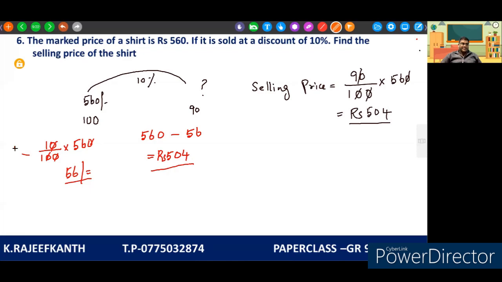Here in the second method, first we have to find the discount amount, then we have to subtract. But in the first method, we can directly find the selling price, because if the mark price is 100, then the selling price is 90, so if the mark price is 560, then the selling price will be 504.